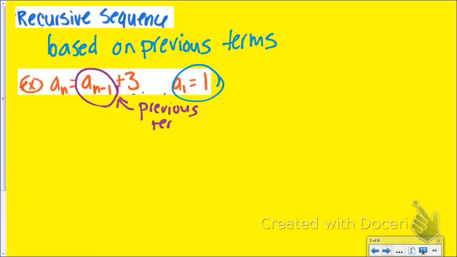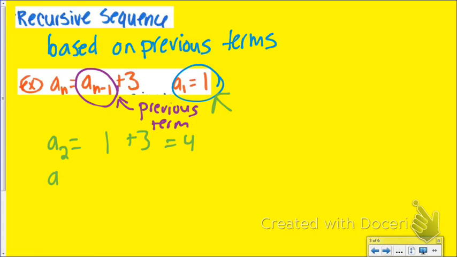Because let's think about how that works for a second. Let's say I'm trying to find the second term in this sequence. So if I want to find a2, I plug in 2 for n. So that means I'm going to plug in 2 for n in the next part, which means a_(2-1) is really a1. And I know what a1 is. I already found a1. It's my first term. So my second term is just the first term plus 3.